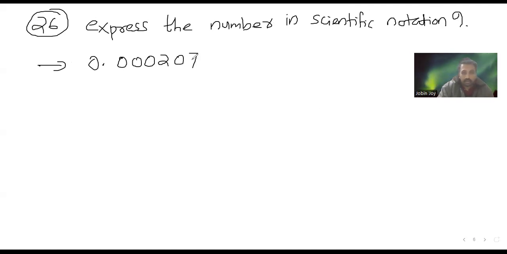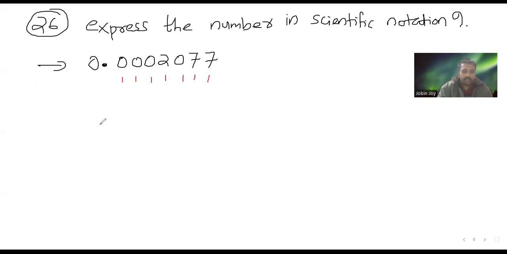0.123202077. Okay, so this is the number. We have to represent this number in scientific notation form. Here, first you check how many places there are after this decimal. Check. Okay, 1, 2, 3, 4, 5, 6, 7.